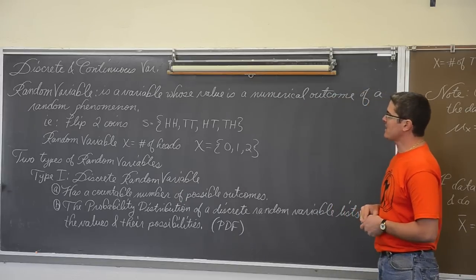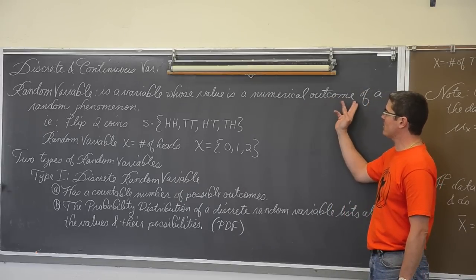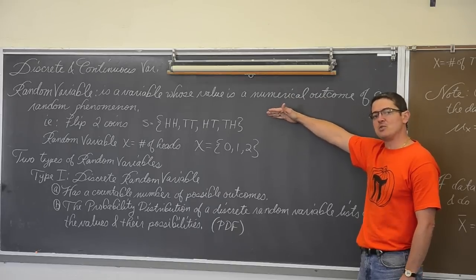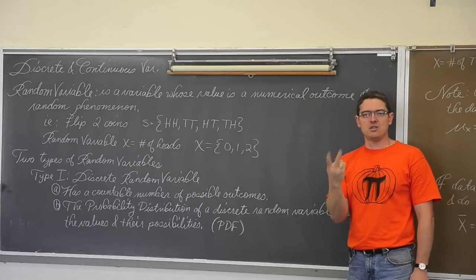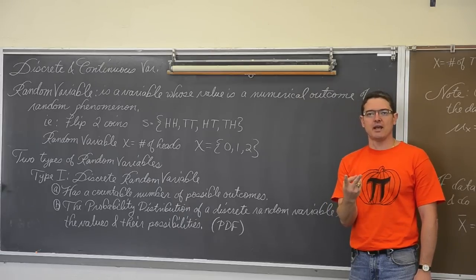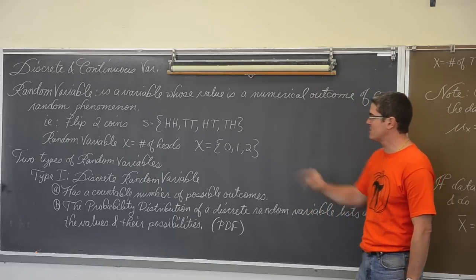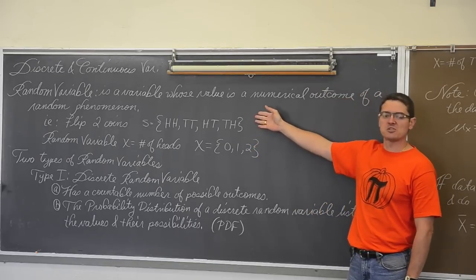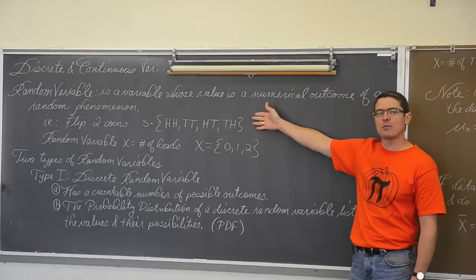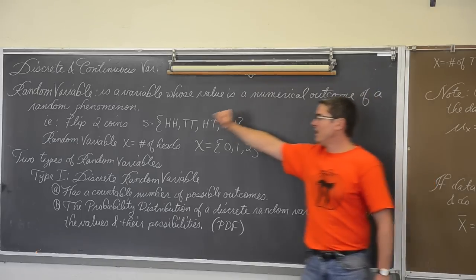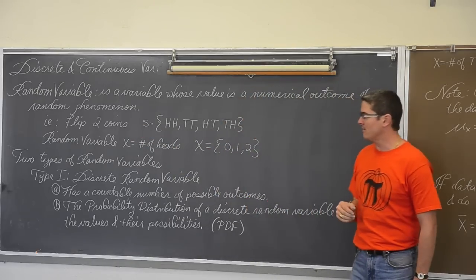A random variable is a variable whose value is a numerical outcome of a random phenomenon. Such as, when you flip 2 coins, each one has 2 outcomes, heads or tails. So that's 2 times 2, or 4 different combinations, and they're listed here in our sample space concept, again from the probability chapter, where you list all the possible outcomes of whatever your series of trials are.